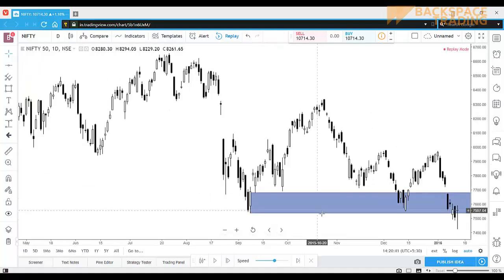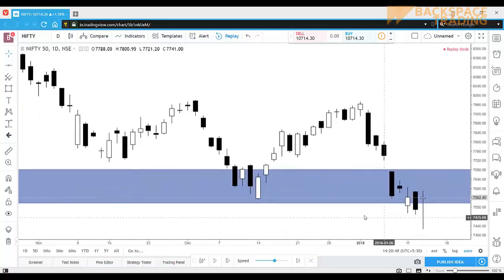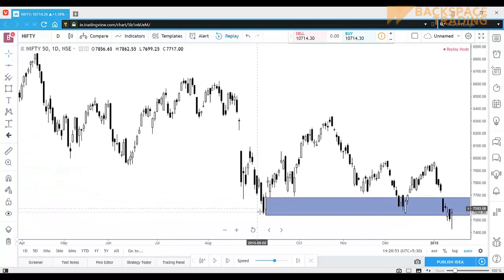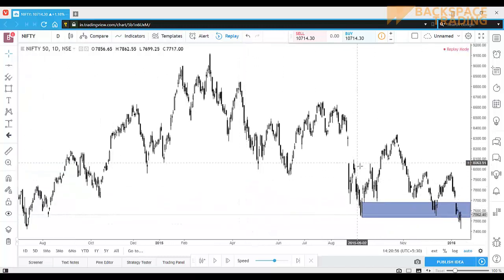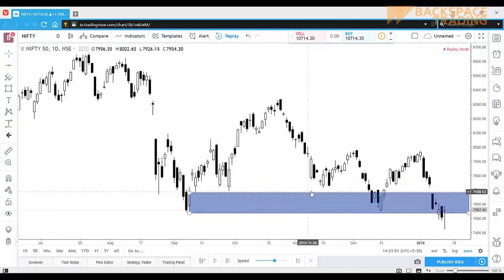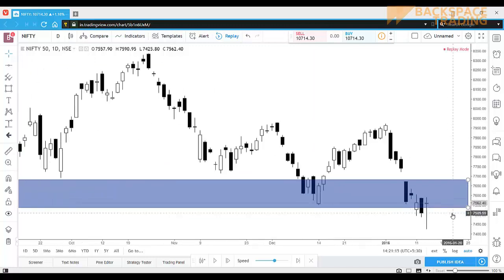Once again I'm saying, don't try to do this. This is completely wrong when it comes to trading. You cannot do this on the first attempt itself. You need multiple stacks of opportunity stacking in your favor. This support has been tested first, second, third, fourth and fifth, and a hammer formation over here.